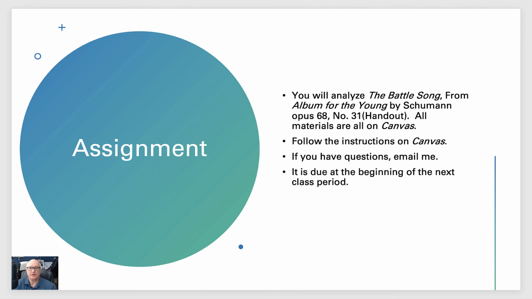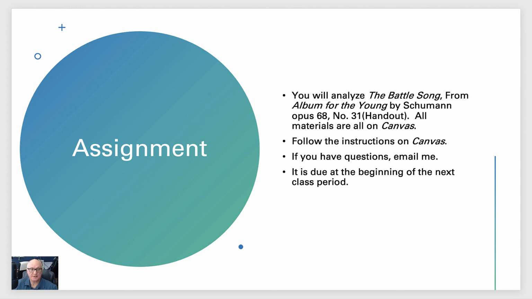So your assignment is going to be to analyze the battle song from the album For the Young by Robert Schumann, Opus 68, number 31. It's on Canvas. You can download that. Follow the instructions on Canvas. If you have any questions, email me. This is due in the beginning of the next period.